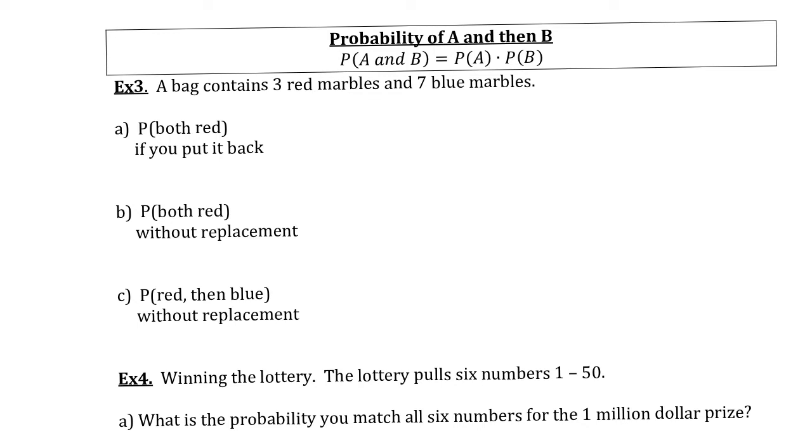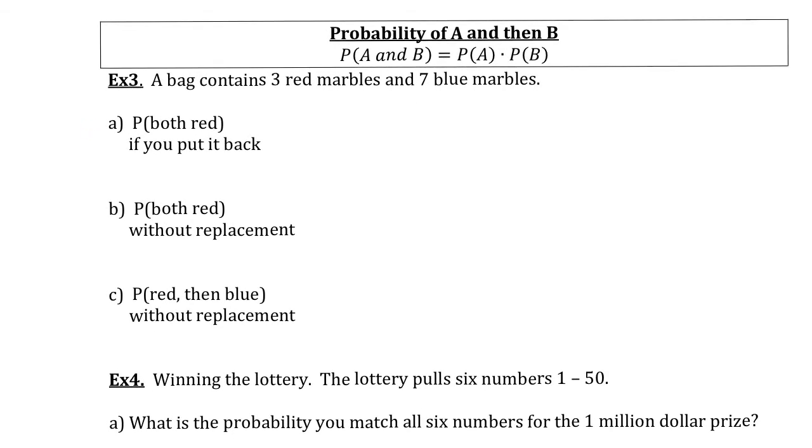Okay, the next scenario is the probability of A and then B. The probability of A and B is the probability of A times the probability of B. So on the last example, we were pulling one card, and we were finding the probability that it could be this or this. In this case, we're considering more than one event happening, and what's the probability that all these events will occur, one then the other, either way. Okay, so first we're going to consider this made-up situation of a bag of marbles.